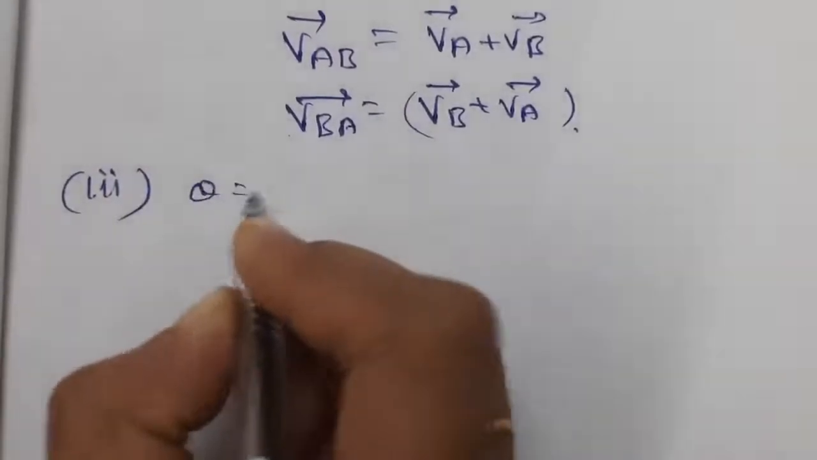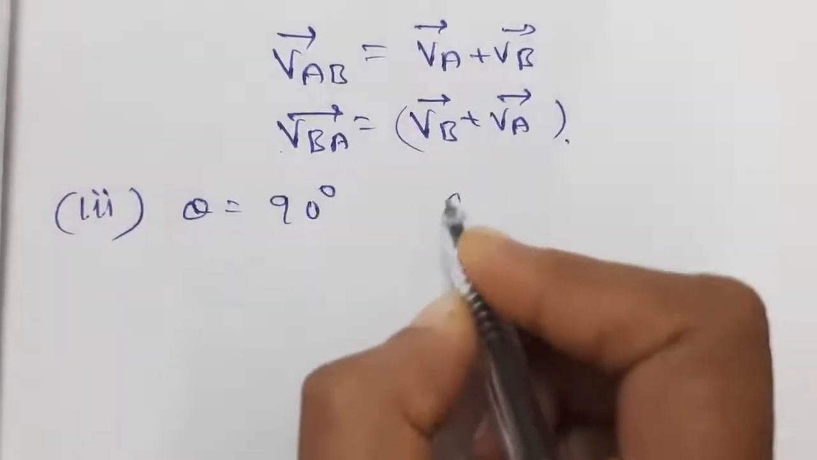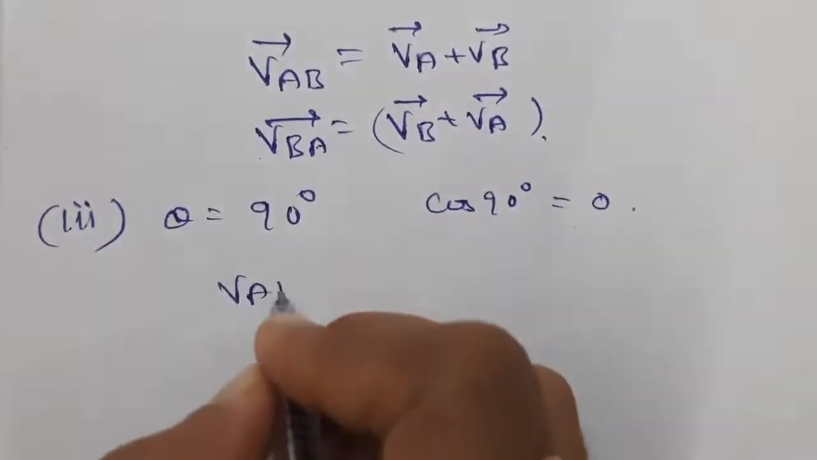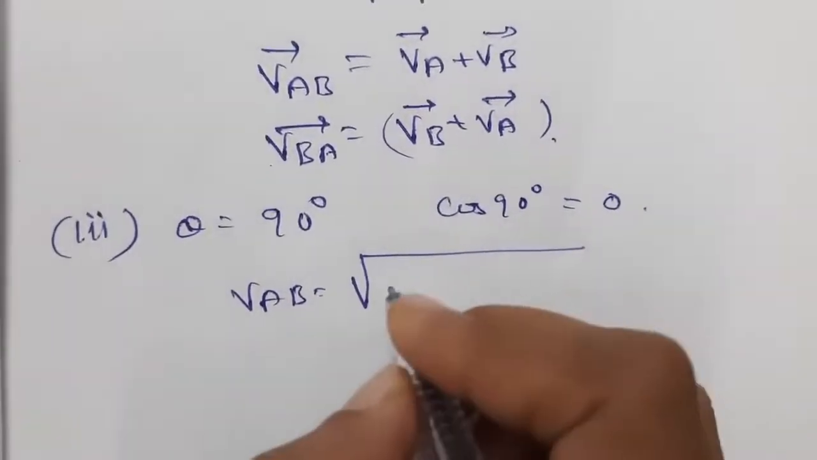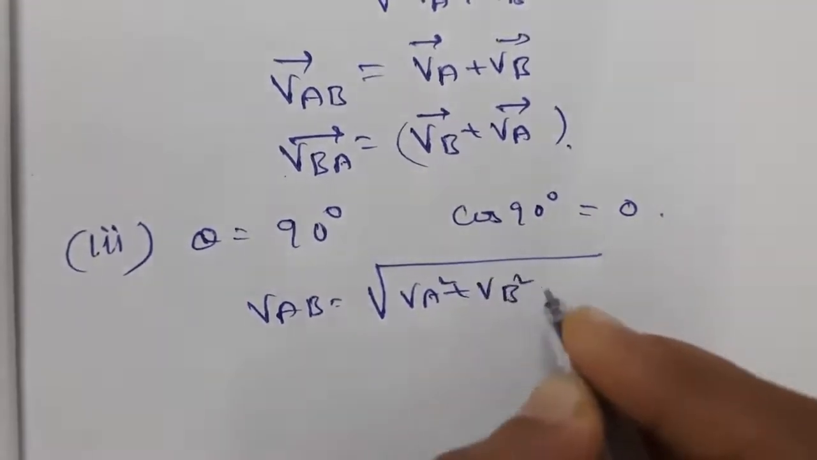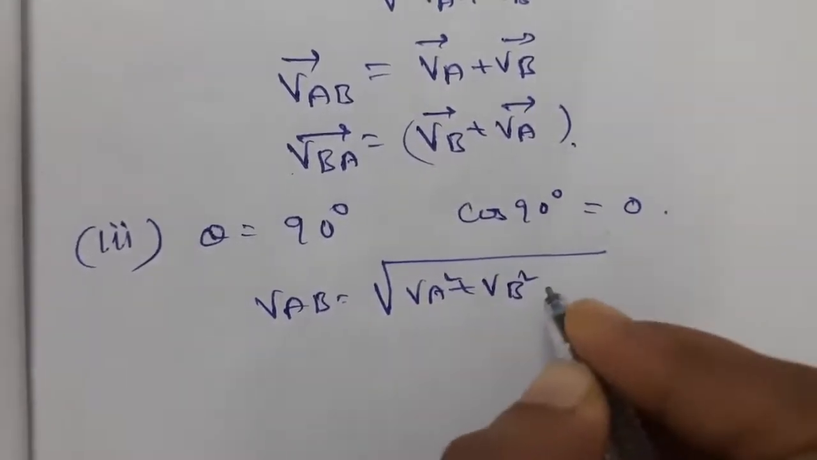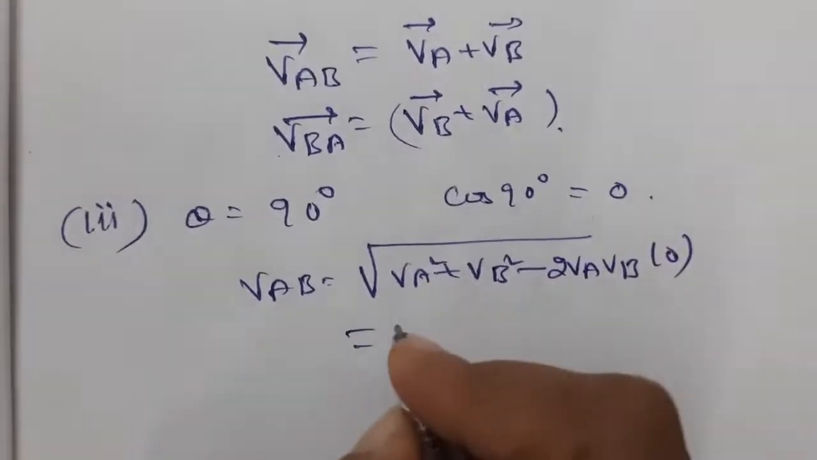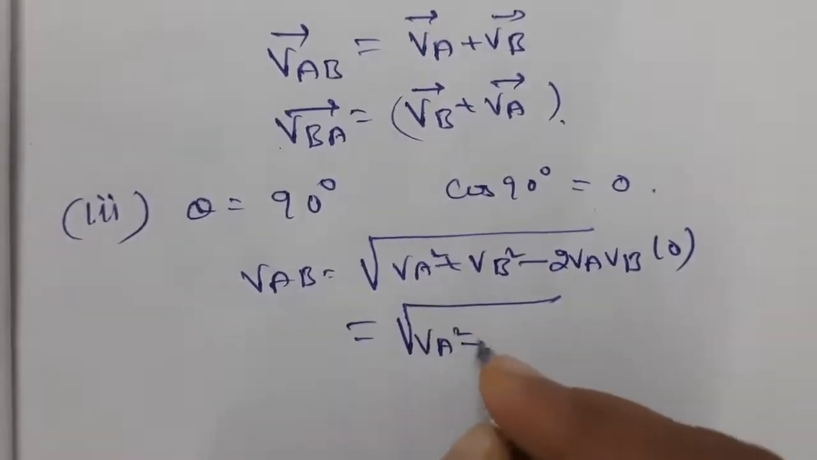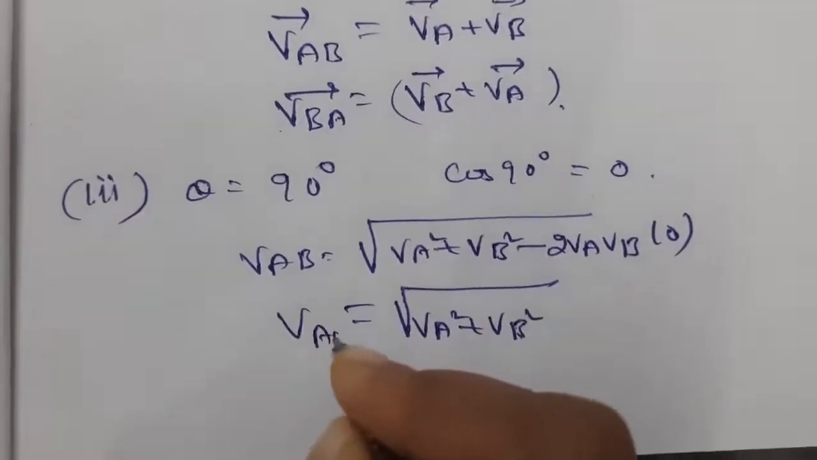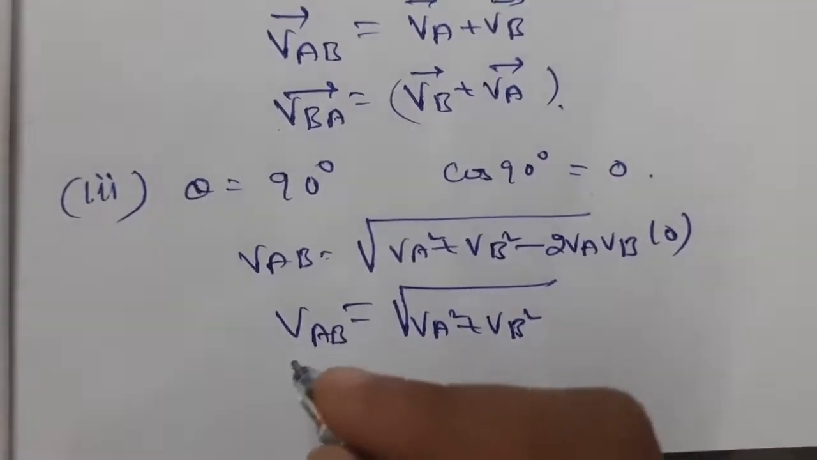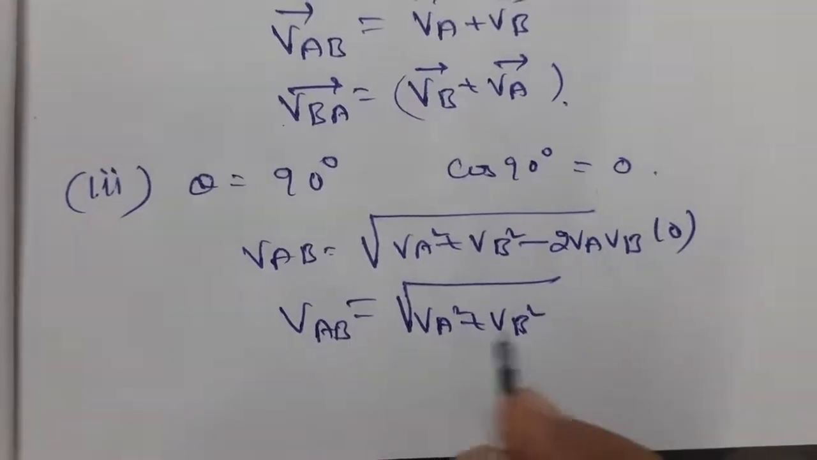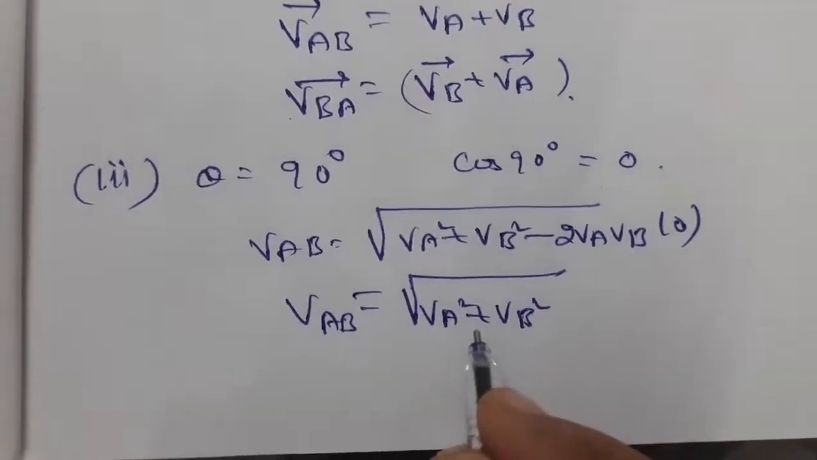Next case, when theta equal to 90 degree. What is cos 90? Cos 90 is 0. So what is the term? VAB is equal to root of VA square plus VB square minus 2 VA VB cos 90. Cos 90 is 0. So we will be getting root of VA square plus VB square. This is VAB. So the magnitude of the relative velocity of A with respect to B is square root of VA square plus VB square.